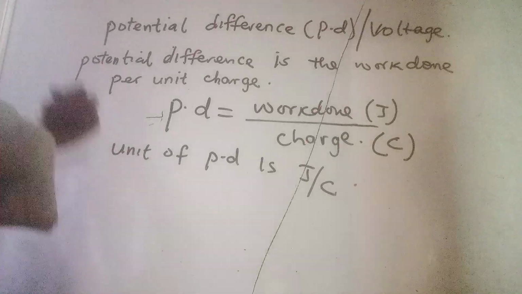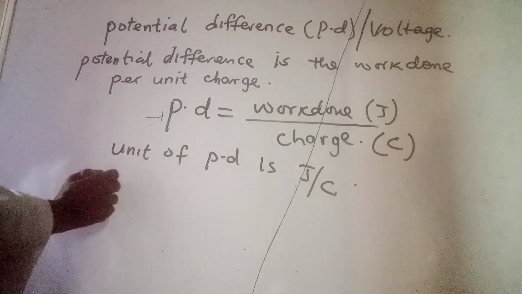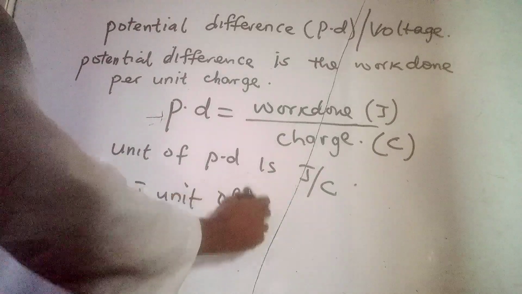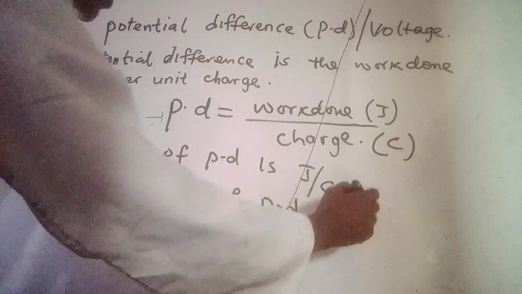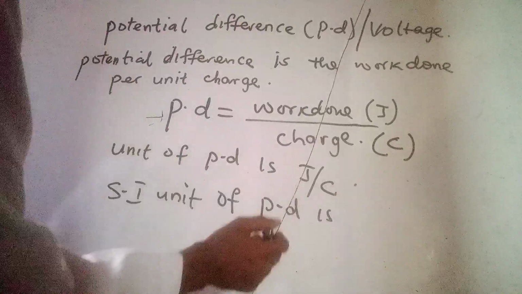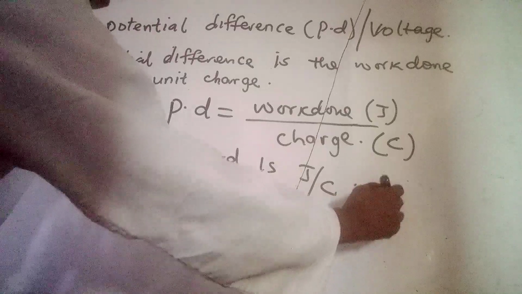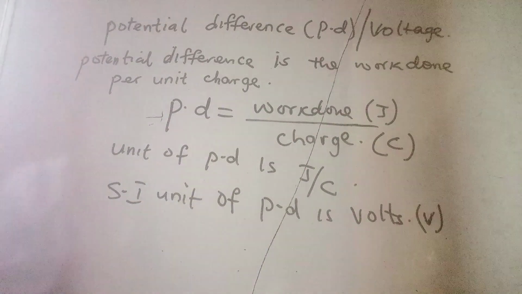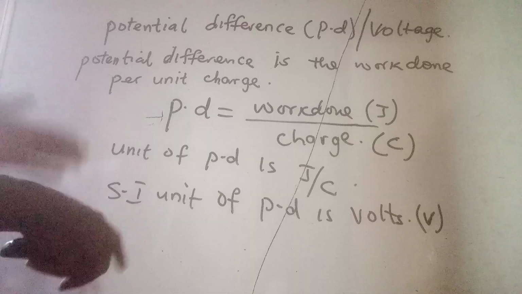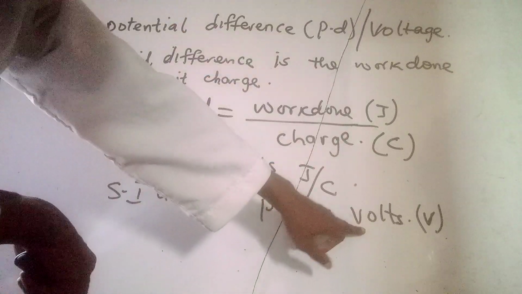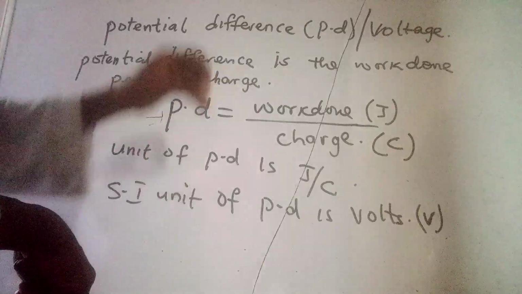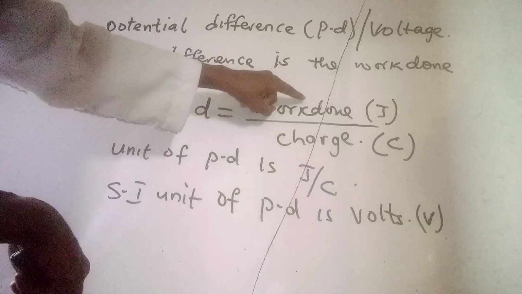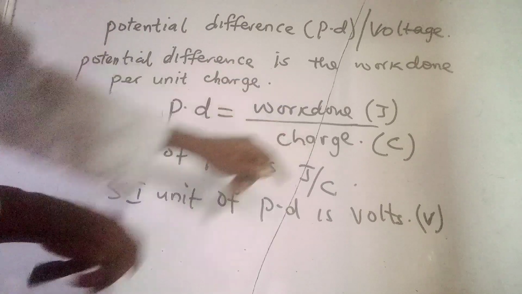But meanwhile, the standard unit, that is SI unit, which is recognized universally, the SI unit of potential difference is what? That is volts. We use small letter v to represent it. So whenever you are asked for the unit of potential difference or unit of voltage, you mention volts. But the equivalent to the volt is joules per what? Coulombs, from this formula. Work done is in joules, charge is in coulombs.